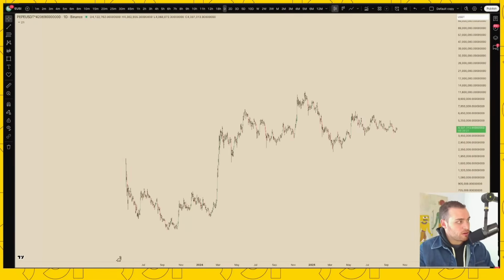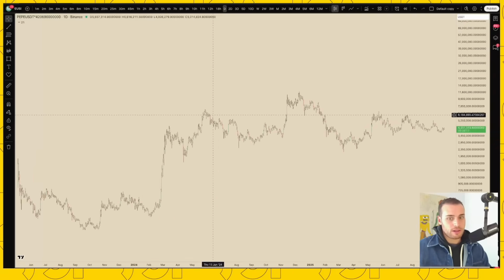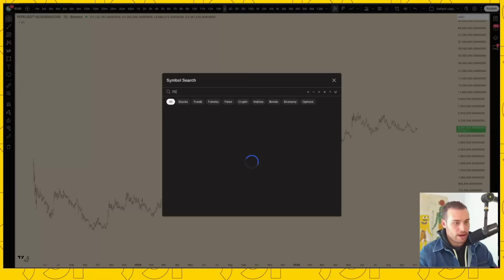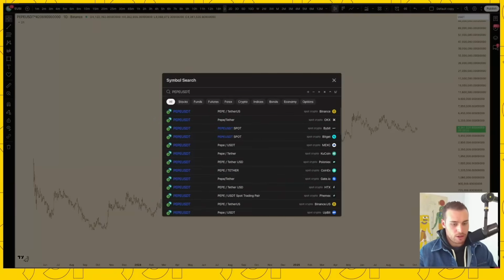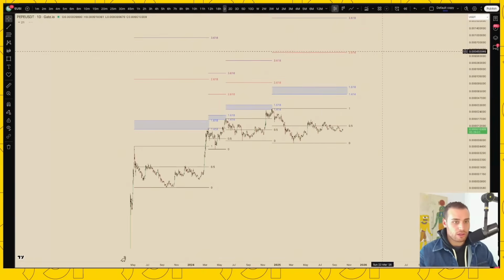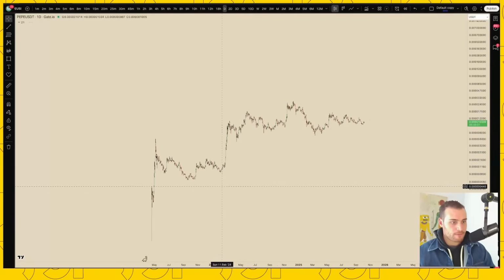So, let's keep it moving. I also want to talk about the similarities between this move and the one that we had in 2023. All right, so let me pull back up just the normal Pepe chart. We're going to use Gate because Gate has the most price history. And we will delete our fibs because we've already talked about it.